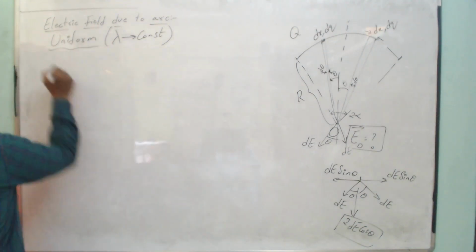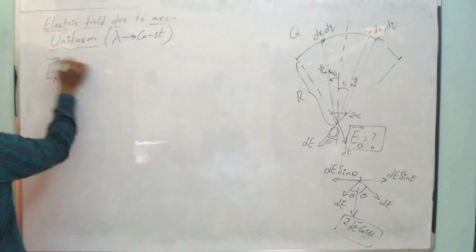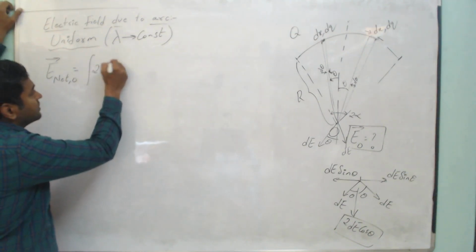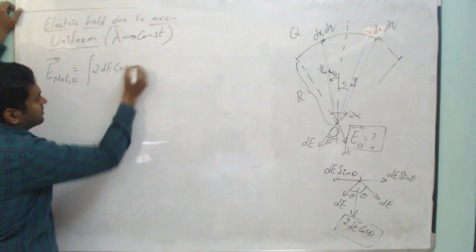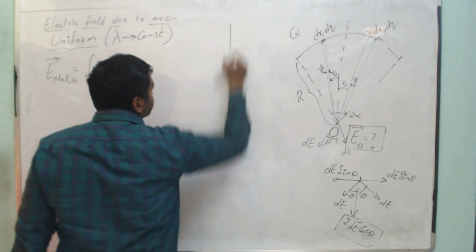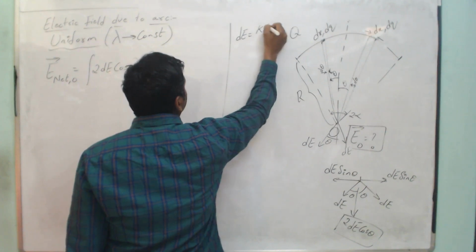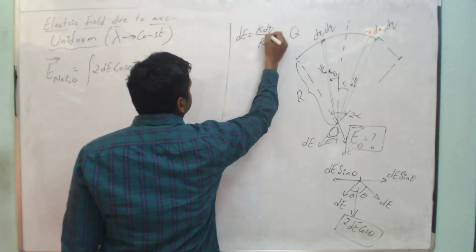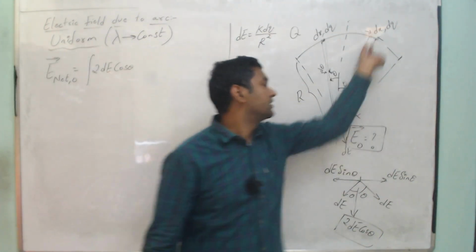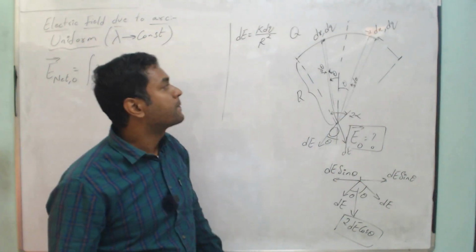So my net electric field at point O is equal to the integral of 2dE cos theta, right? Yes, sir. Let me figure out what my dE is. dE, I will write it as k dq by r square, correct? Yes, sir. Charge is dq and the distance from the point is r, so k dq by r square.